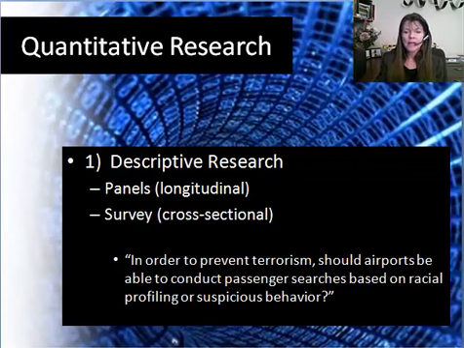Now, two different kinds most often used in consumer issues. Panels are composed of a sample of consumers or potential consumers who provide quantitative information over time. Over time. So this is a form of longitudinal research. As an example, Nielsen tracks members' weekly grocery purchases by having them record and purchase them with cell phone scans.